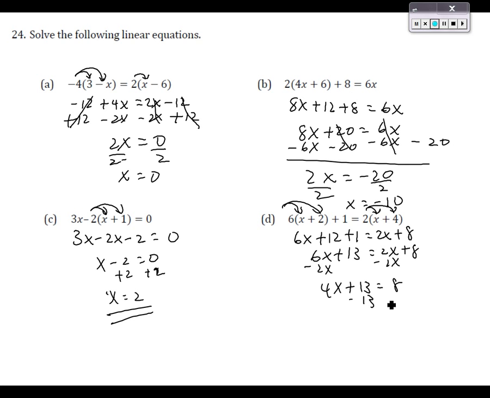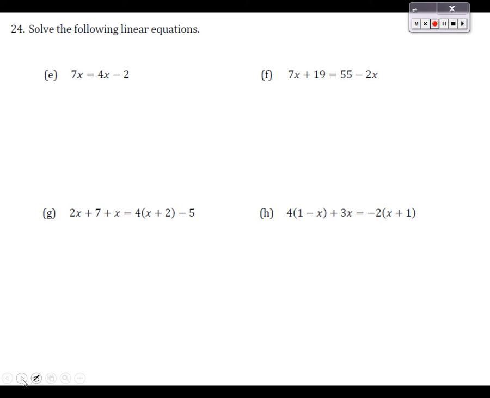Take away the 13 to the other side. That is 4x is equal to -5. Divided by 4, divided by 4, x is equal to -5/4. That's it. Marvelous. All right, the last 4 problems of this series.